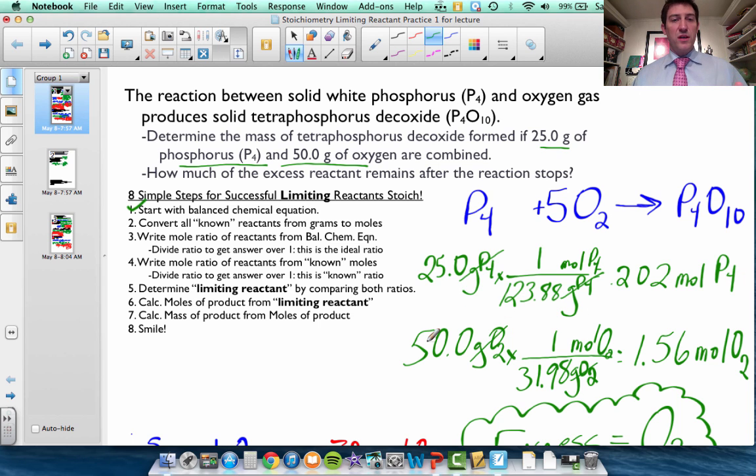Now for the oxygen, I bought 50 grams of oxygen. It tells me right up here in my known. And O2 is oxygen gas.